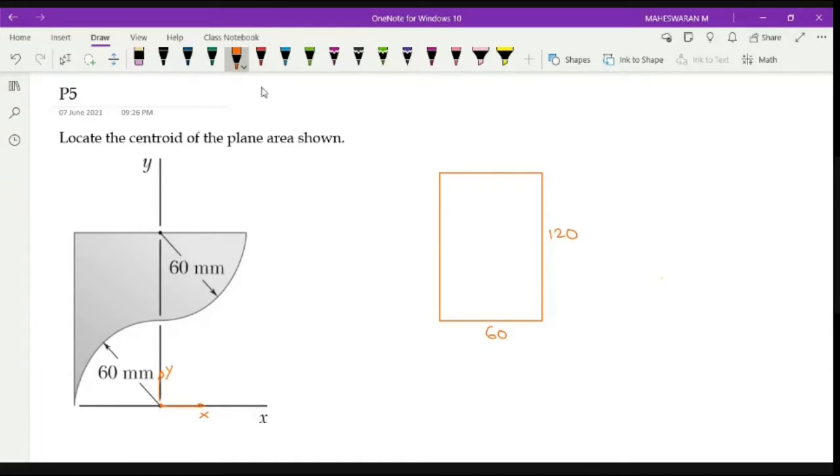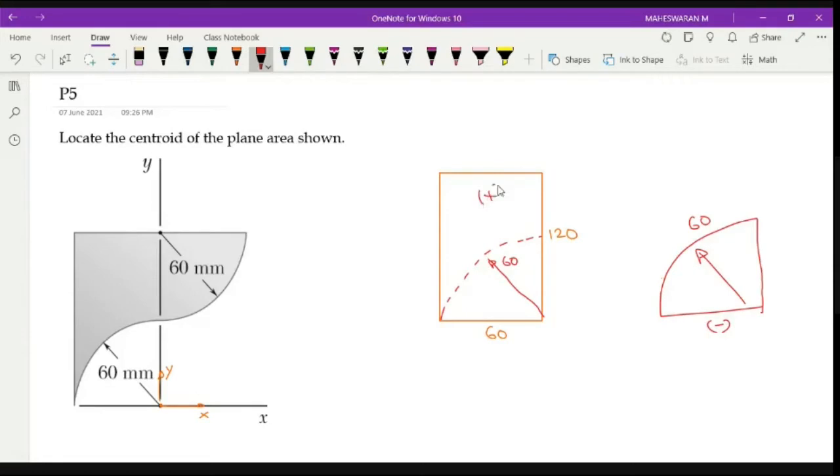Now I'm going to subtract a semicircle in this, right? A semicircle like this, right? So my semicircle is of radius 60, right? So I will draw it here separately. So we have a semicircle here, which is 60. This one I have to subtract. This one I have to add.